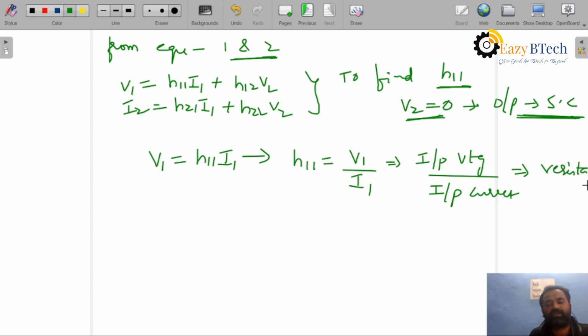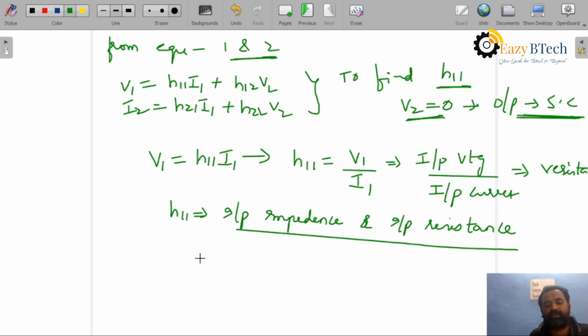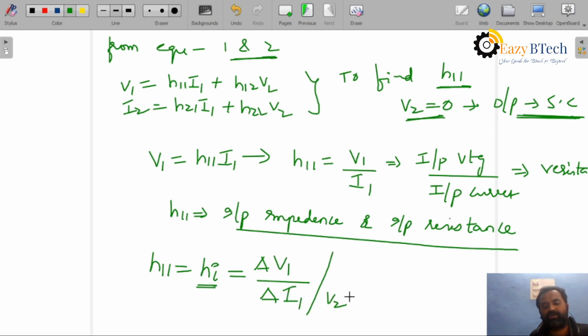In AC supply, resistor is known as impedance. That is why H11 is represented as input impedance, or input resistance. That is why we will write H11 is equal to Hi, input impedance, that is change in V1 by change in I1 by keeping V2 equal to 0.